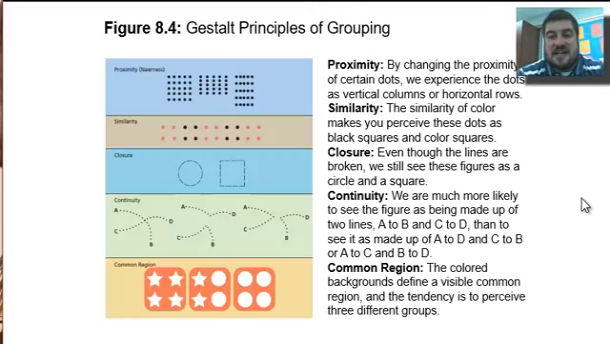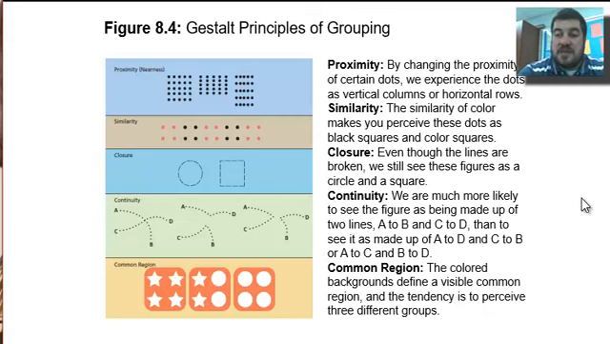And then here is an example of proximity of dots. We can see three groups of dots there because they're close together. We can see five groups of dots in the similarity because they're alike. We see them as black and red squares. Closure, we can see those as one circle and one square because even though the lines are broken up, we complete them.